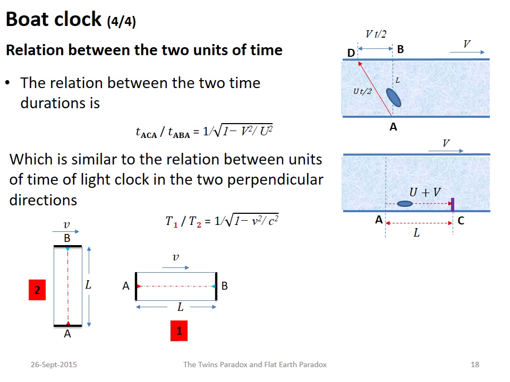The relation between the two units of time is T_ACA divided by T_ABA equals 1 divided by the square root of 1 minus v squared divided by u squared, which is similar to the relation between units of time of the light clock in the two perpendicular directions, which is t1 divided by t2 equals 1 divided by the square root of 1 minus v squared divided by c squared.